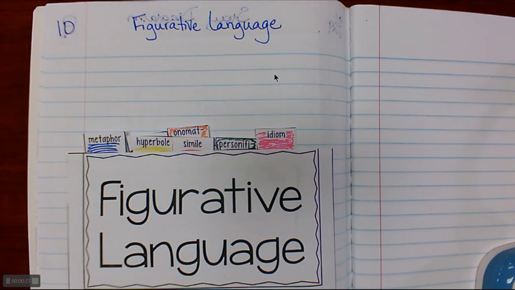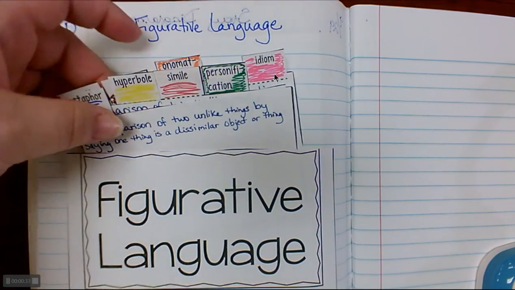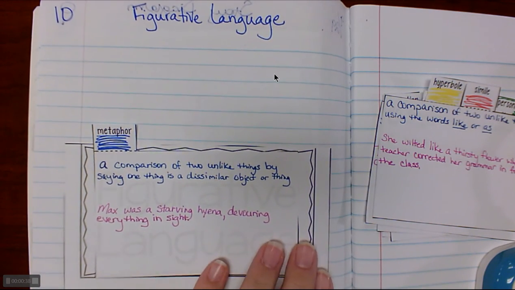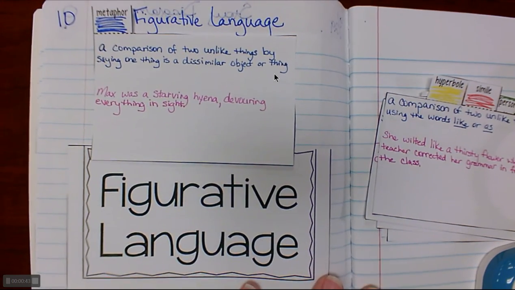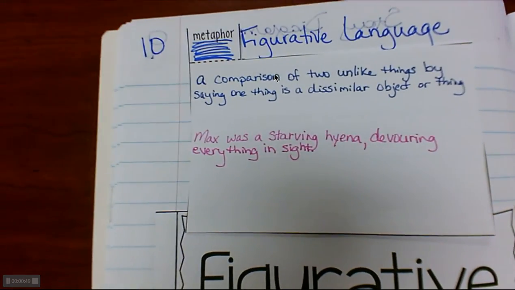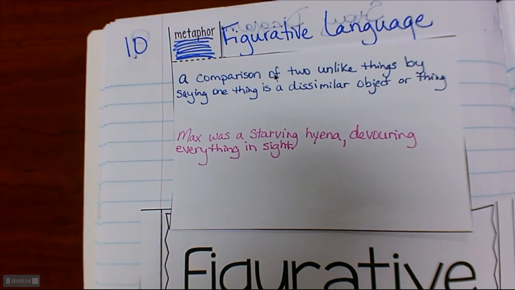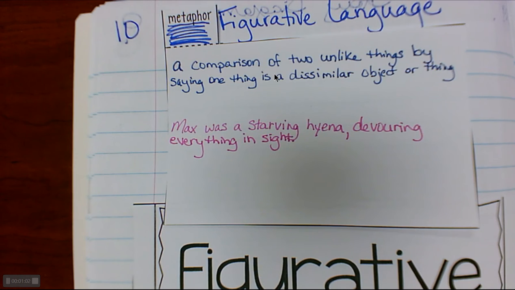So first of all, you're going to cut out all of your little different figurative language posts. The first one we have here is metaphor. Metaphor is going to be blue, so you're going to want to color code metaphor with blue. These should all be reviewed for you. A metaphor is a comparison of two unlike things by saying one thing is a dissimilar object or thing. For example, Max was a starving hyena devouring everything in sight. Max wasn't literally a hyena, but they're saying he was, and it's a metaphor.